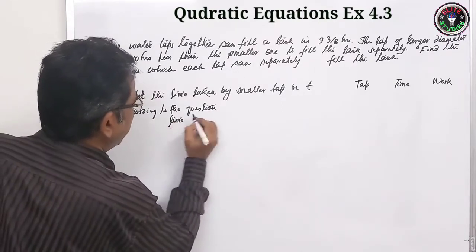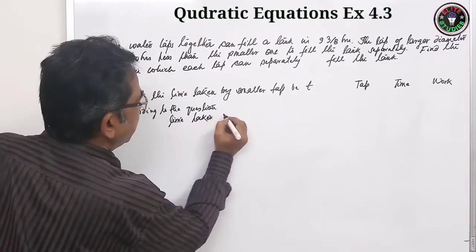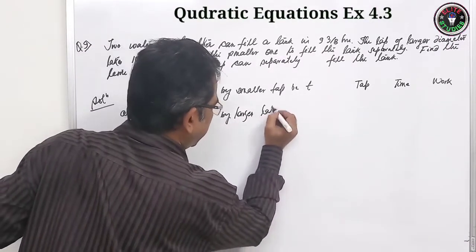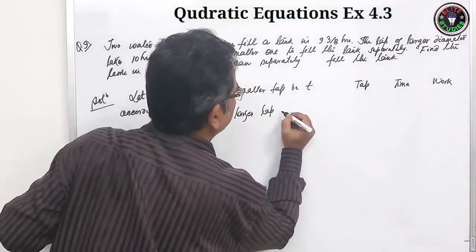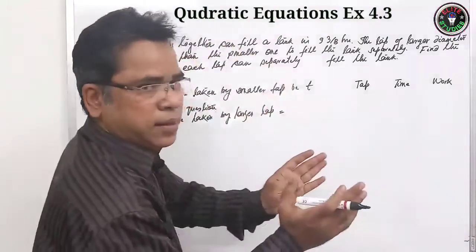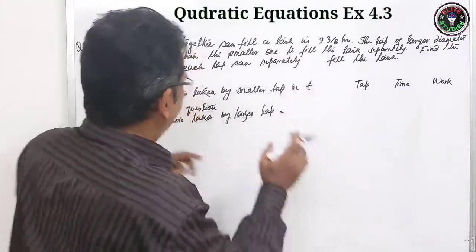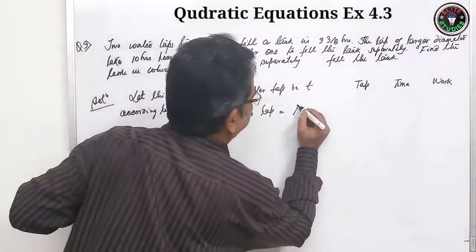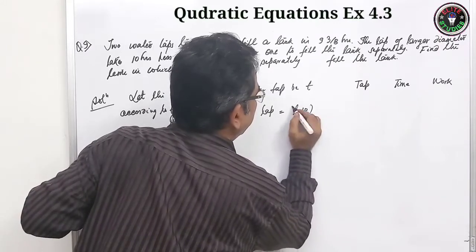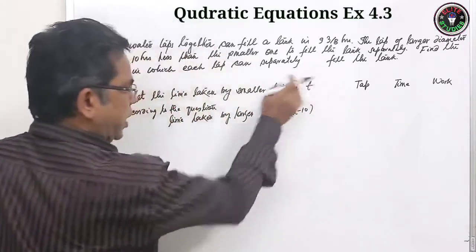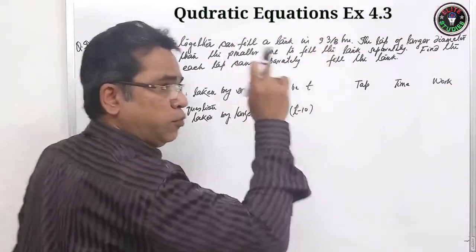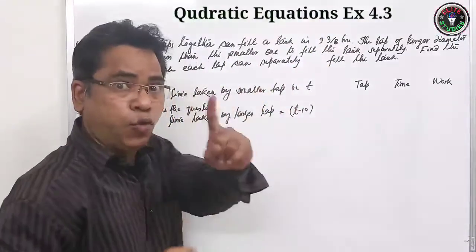the time taken by the larger tap will be what? It takes 10 hours less, definitely because the tap is larger, so the time taken will be less. How much? It will be T minus 10. So this is the time taken by the smaller tap, and this is the time taken by the larger tap to fill up the tank, that is, to do 1 unit of work.